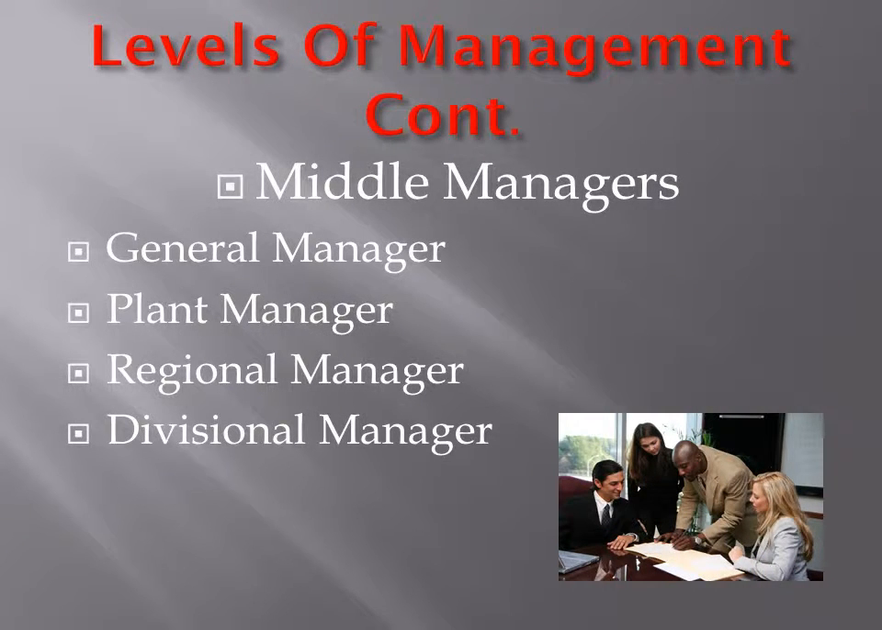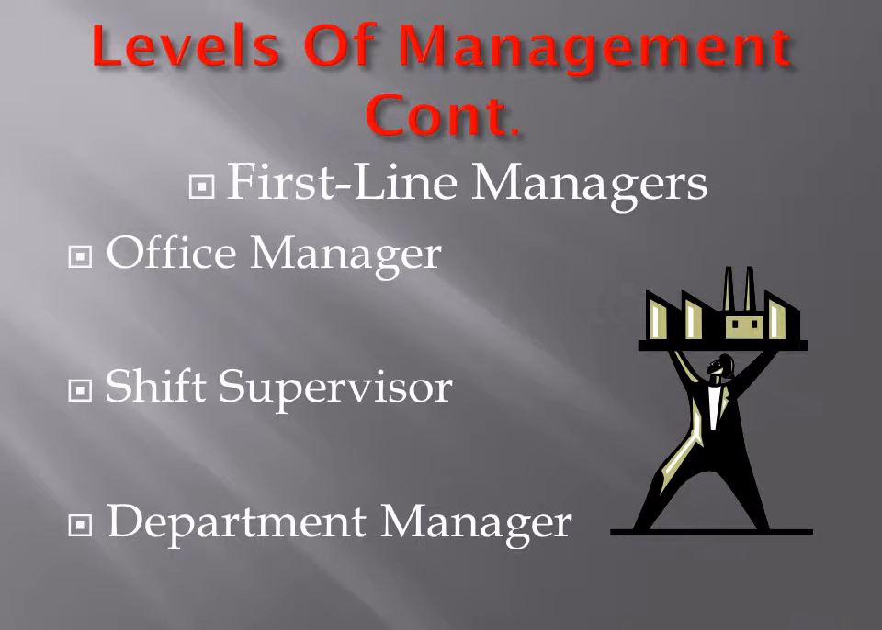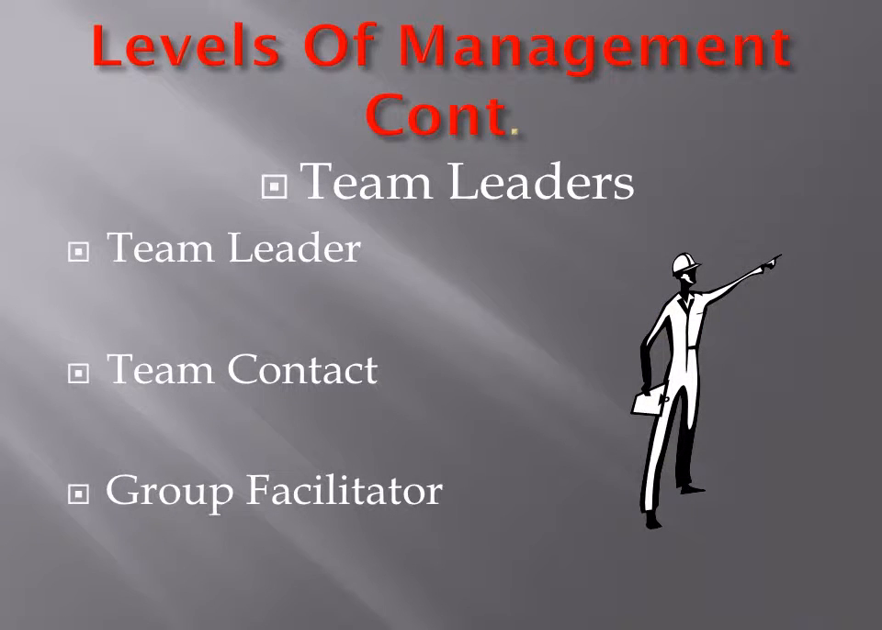The next level of managers is your middle managers that fall underneath your top level. Now your general manager, your plant managers, regional and divisional managers. And below them is your first line of managers, your office manager, shift supervisor, and department manager. They are more inclined to be responsible for the workforce themselves. Underneath them you have your team leaders, your team contact, and group facilitator. These are responsible for getting things done on the line in your organization.